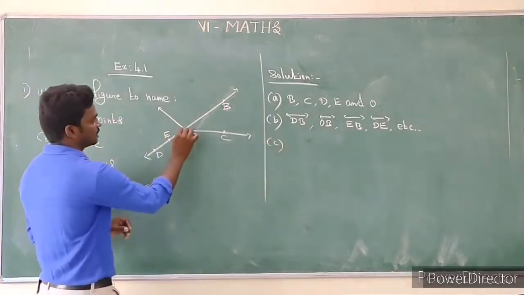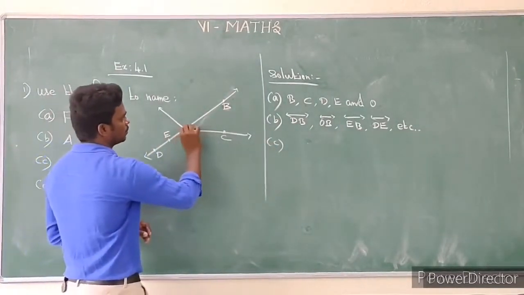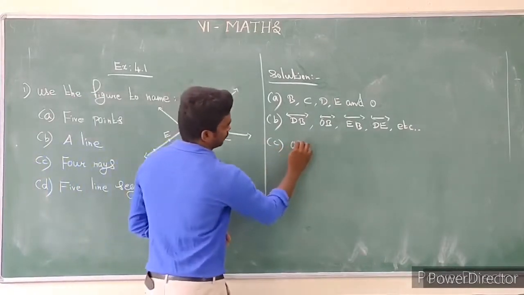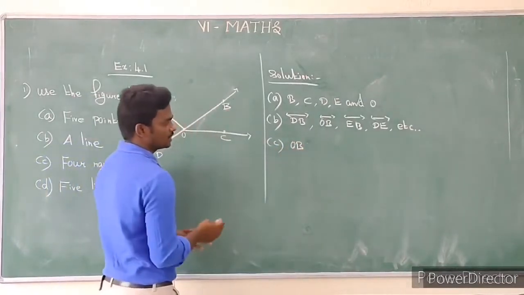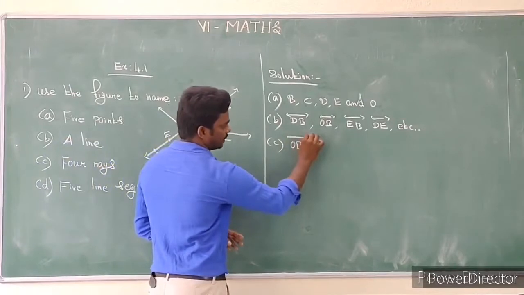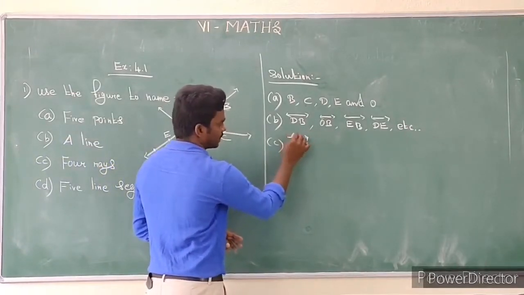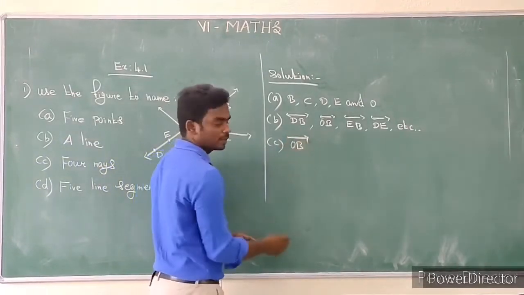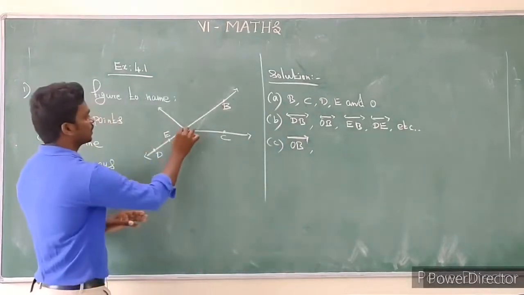What is the first ray here? C is point O, so O to B is a ray. OB is a ray. We can write OB with a ray symbol. It has a starting point only and no end point. So OB is a ray.